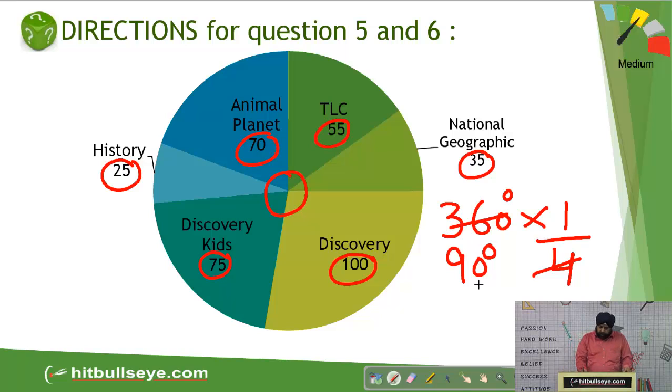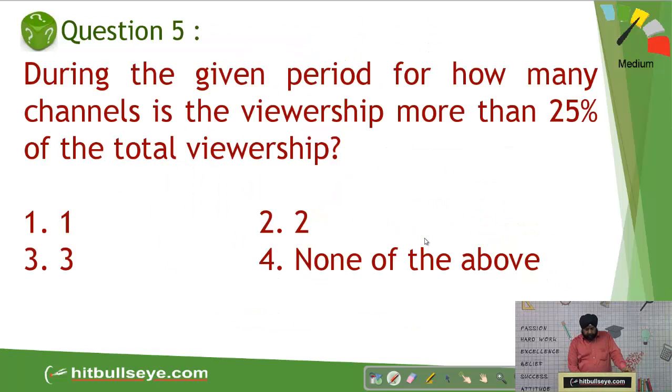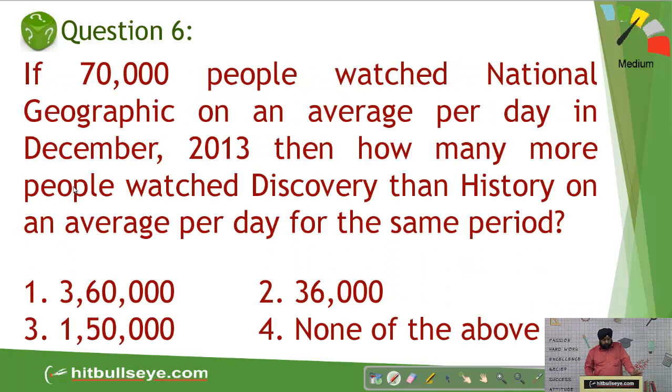You can see the more than 90 degree, the Discovery channel is there only. So it is the only channel that is having a viewership more than 25% of the total. Hence, the first option is the answer. That is the only one channel. So you can see, very simple question. As said, you have to just see the option and mark the answer. I move on to the second question of this data interpretation.